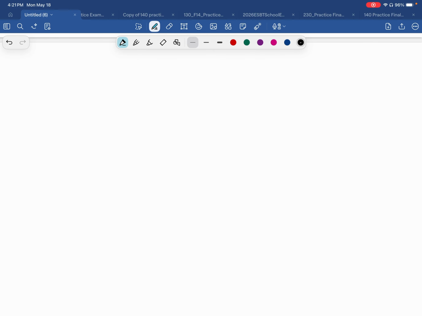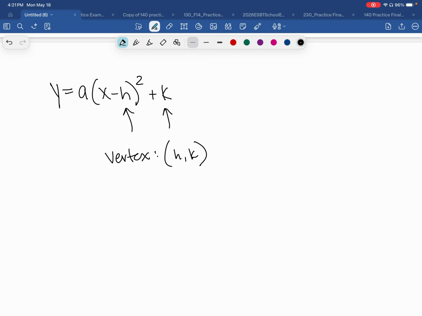Hi, Caroline. So I saw your question about what is the vertex formula. I'm guessing you're referencing one of two things, so I'll explain both. For parabolas, when you have something of the form y equals a times (x minus h) squared plus k, this is your vertex form. And that's because the vertex, when it's written in this form, is h comma k.